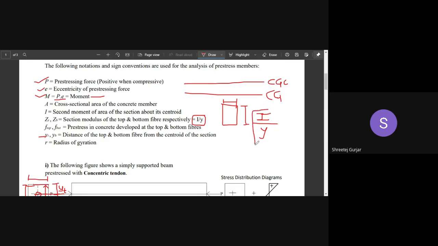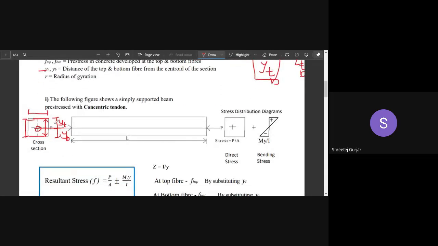So I by y is equal to your sectional modulus Z. I by y is equal to sectional modulus Z. And if we use yt over here, this will be for the top fiber, and if we use yb over here, this will be for the bottom fiber. So that is what is represented here. You can see Zt and Zb. So it is the sectional modulus for the top fiber and the sectional modulus for the bottom fiber. And sometimes what happens is, you can see this is a concentric tendon you have over here, and we have a uniform cross section, right? Uniform cross section here. yt will be equal to yb, right?